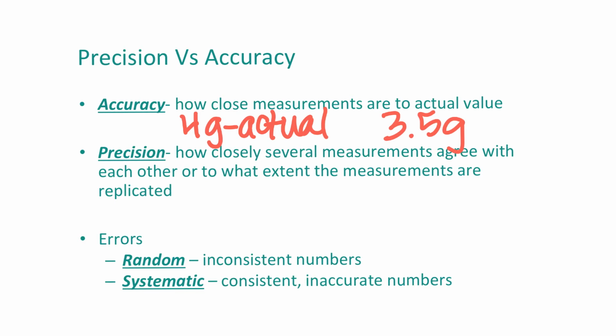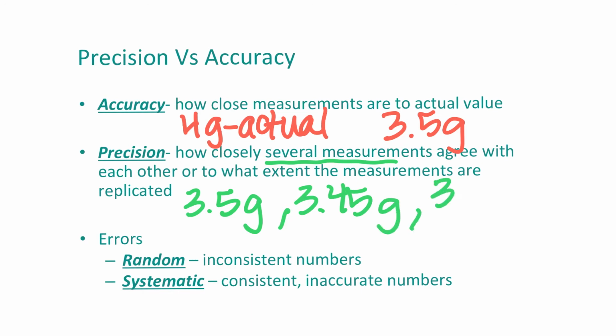Precision, on the other hand, this is where people mix up the word. Precision is when you make several measurements, and are they close to each other? So this balance that is broken, we get 3.5 grams the one time, then we get 3.45 grams the next time, then we get 3.55 grams the next time. All three of those numbers are pretty close together, right? But they're not accurate. So precision is how close they are to each other.